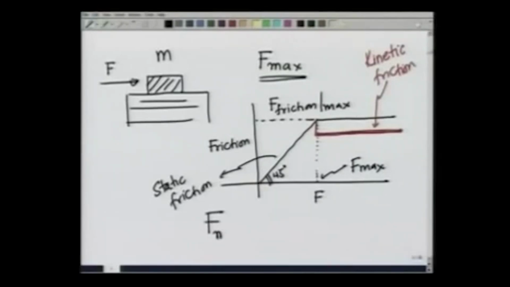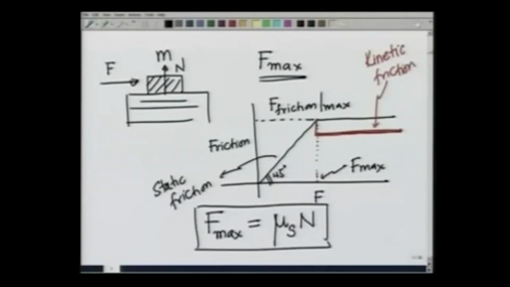What Coulomb observed is that this maximum value of the frictional force is equal to a constant which I will call mu s for static times N, the normal reaction on the body. This is the maximum possible value of static friction, and once the body starts moving, the kinetic friction F kinetic is equal to mu k, mu kinetic times N, and you can make out from this figure that mu kinetic is slightly lower than mu static.